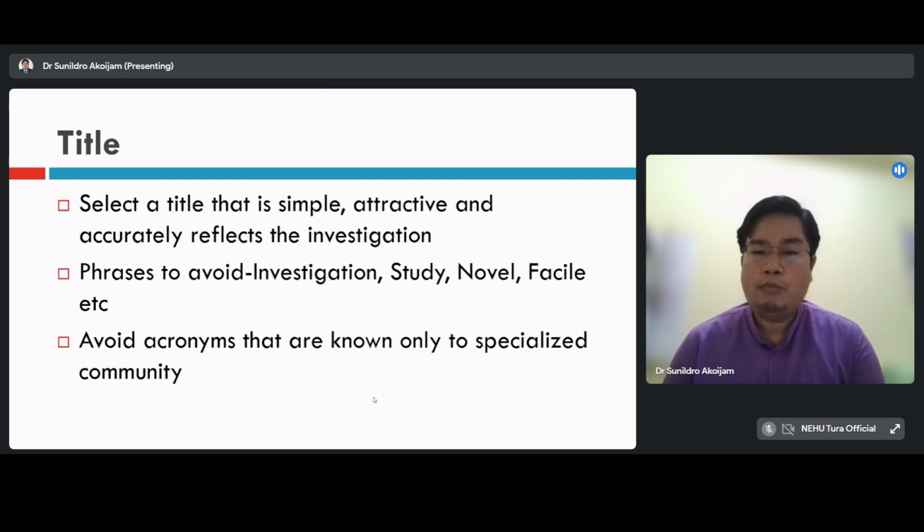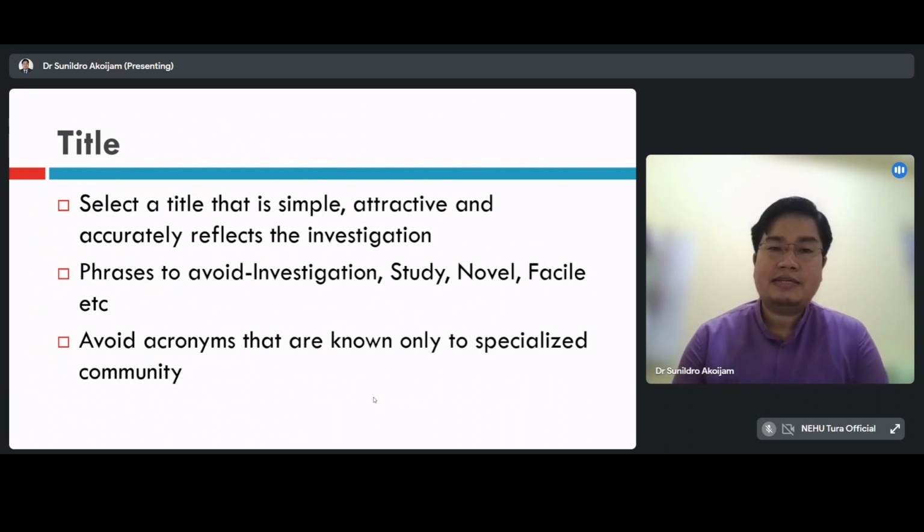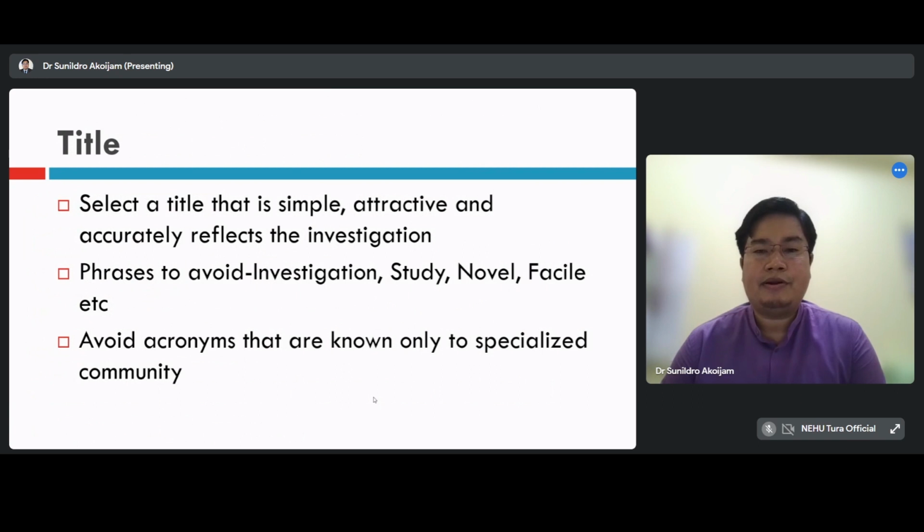My recommendation is to make a title which is simple, attractive, and try to create some sort of interest, so that whenever people read your title, they feel that yes, this title is something unique and different. So let's go ahead with reading the entire paper.